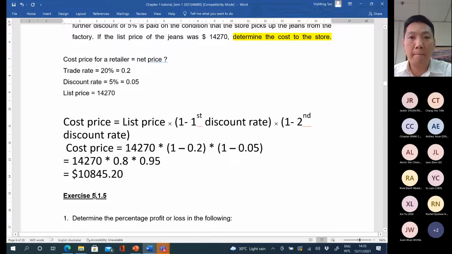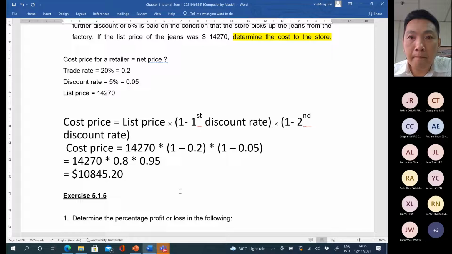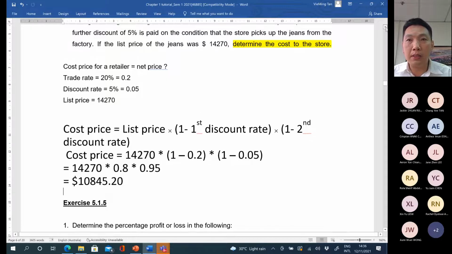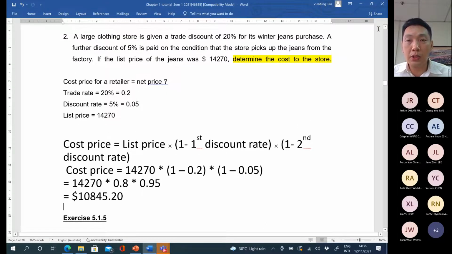Sir, yes. Can you show the working for another method, like the one where you don't use the 1 minus 0.2? Okay, because if it involves two discounts, it's better to use this formula to get the answer directly. You want me to show another method? Can. This question is because sequence is very important. So usually the retailer, the customer in this case, will receive 20% discount first, followed by 5% discount. But this method is faster. If you want me to show another method, can also.